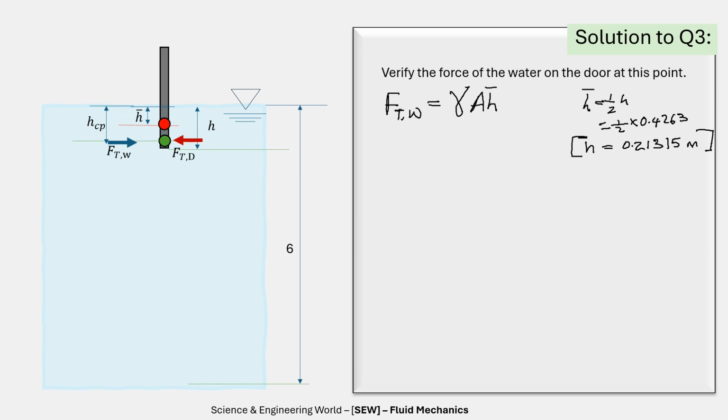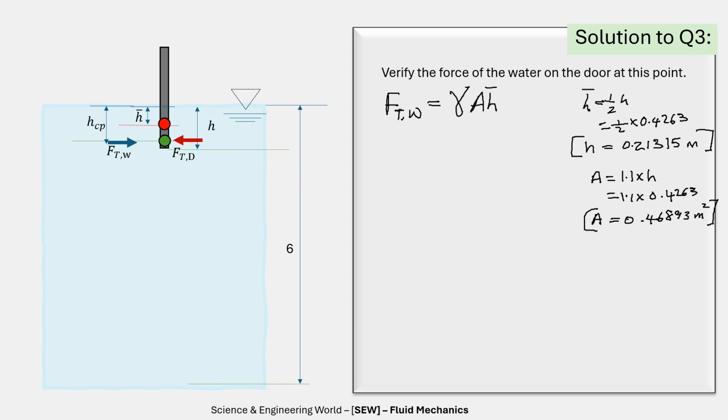What about A? That's the area. A will give us 1.1 times H, which is 1.1 times 0.4263, and A now gives us 0.46893 meter squared. So that is A.